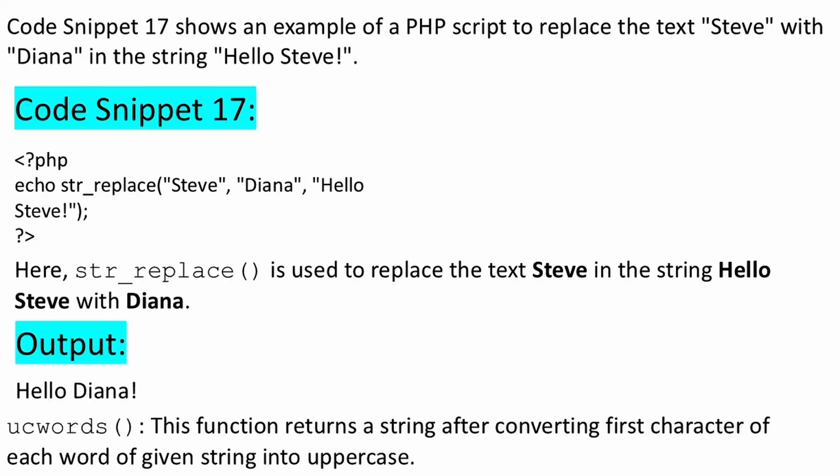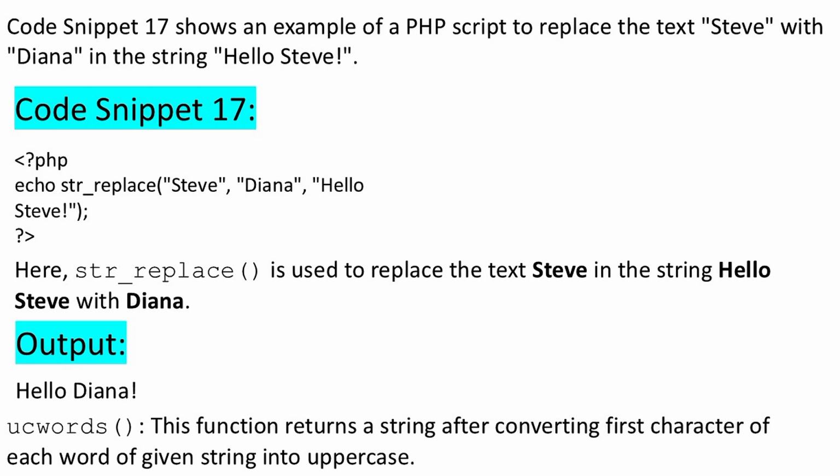Now let's look at a simple and practical example of how the strReplace function works in PHP. In code snippet 17, we have a short PHP script written as echo strReplace, Steve, Diana, hello, Steve. When this code runs, PHP searches the string hello, Steve for the word Steve. Once it finds that word, it replaces it with the new word Diana. So the final output that appears on the screen is hello, Diana. This example clearly shows how the strReplace function makes it very easy to modify text within a string.